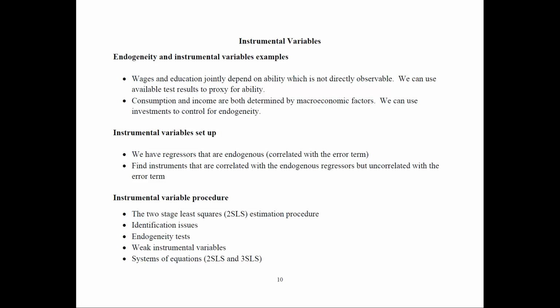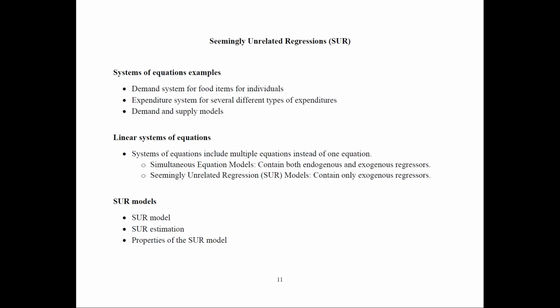We will talk about identification issues and endogeneity test, weak instrumental variables, and we will also talk about systems of equations with endogenous variables, where we can apply both the two-stage least squares and the three-stage least squares approach. And a related topic is seemingly unrelated regressions.